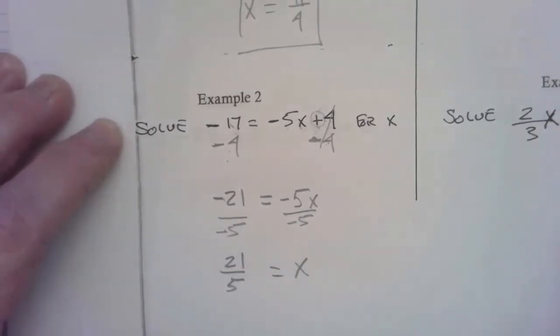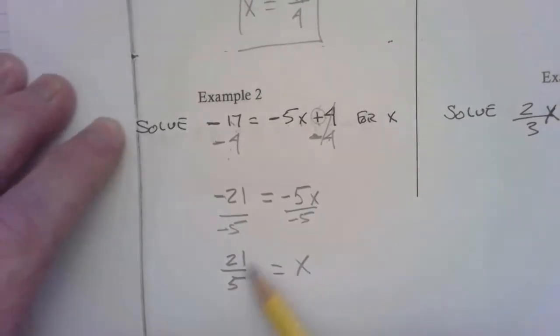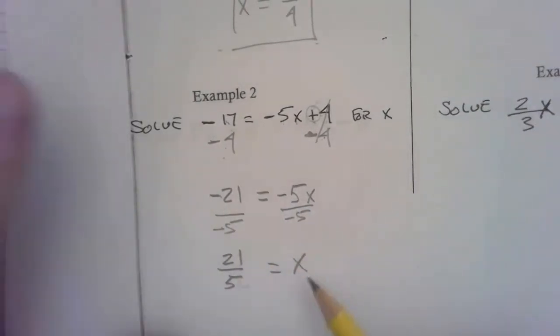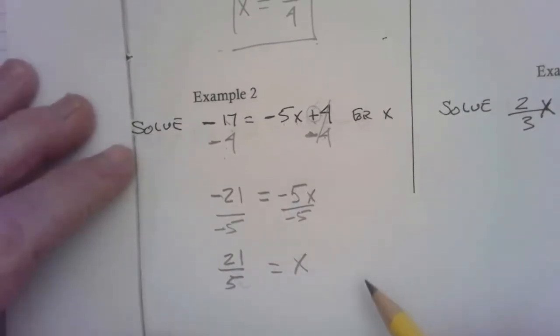I can't really simplify it. Sometimes I think math people make their answers come out too evenly all the time, and people get confused, think like it always has to. It doesn't always have to. It's 21/5. That's the answer.